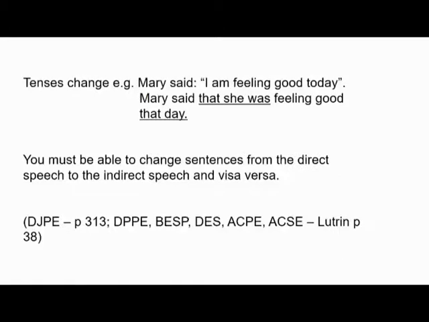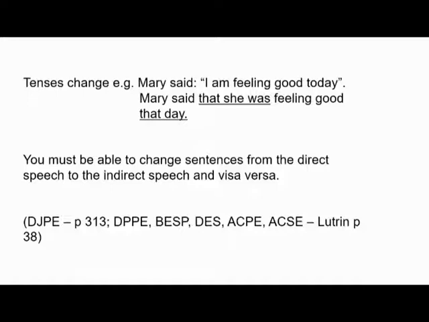The sentence changes. For example, Mary said, 'I am feeling good today.' Then it changes. Mary said, then leave out the apostrophes. Mary said that she was feeling good that day, not today, that day. You must be able to change sentences from the direct speech to the indirect speech and vice versa.